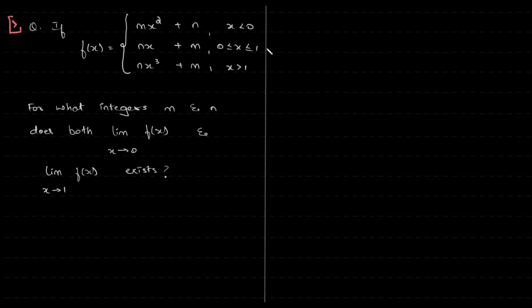If f of x is equal to the following expression, for what integers n and m do both of these limits exist? So we have the question that f of x, the limit existing at x is equal to 0. What should be the values of n and m so that this condition is satisfied? That's the question. All we have to do is approach it from the left hand side and from the right hand side, equate those, and try to figure out the answer.